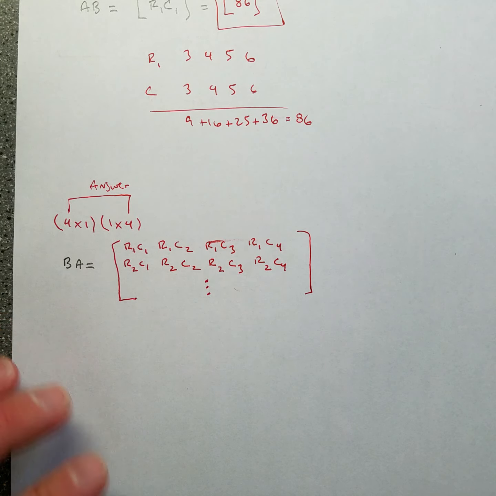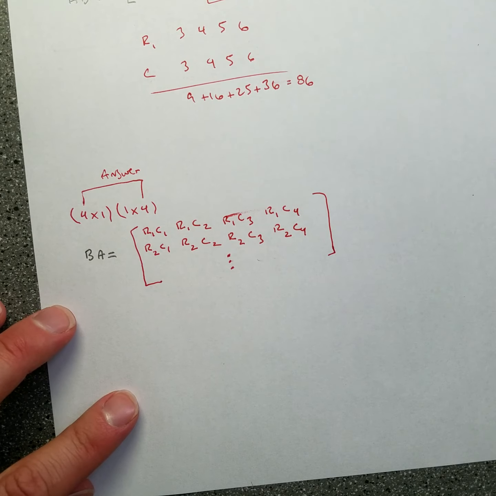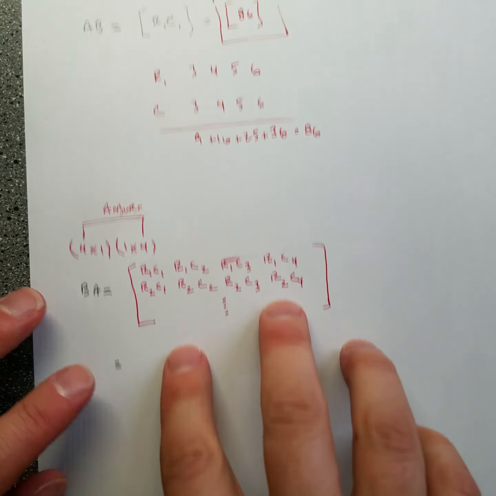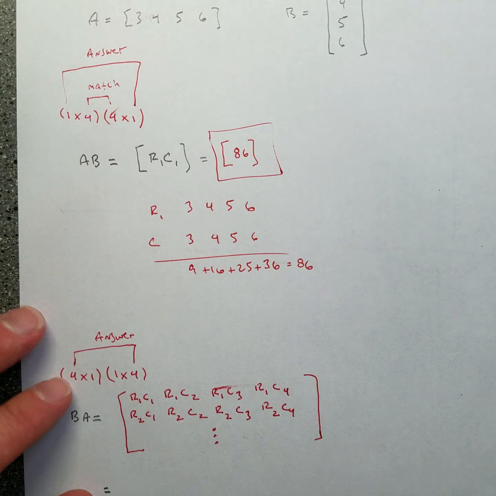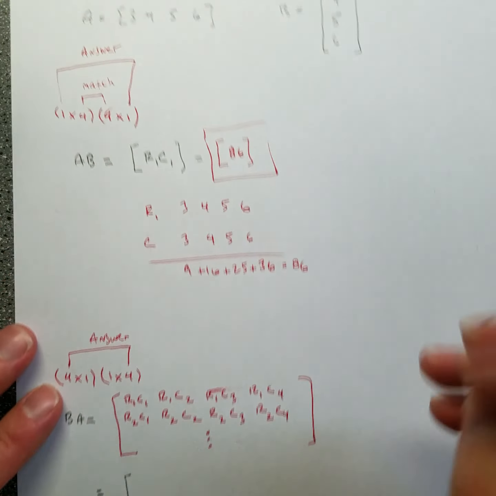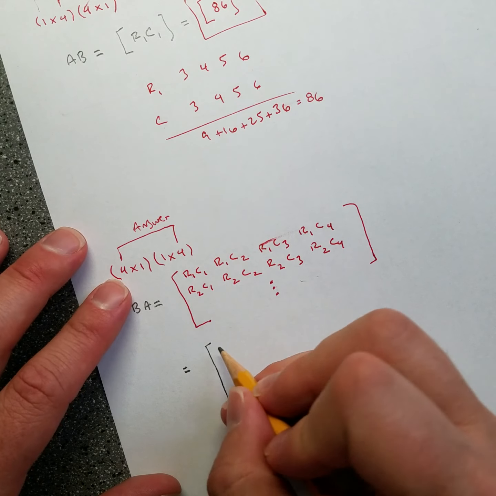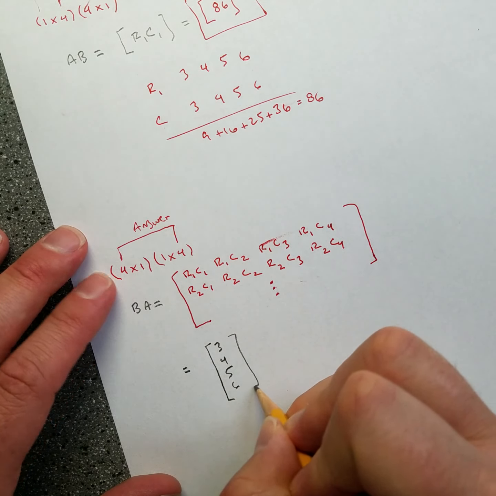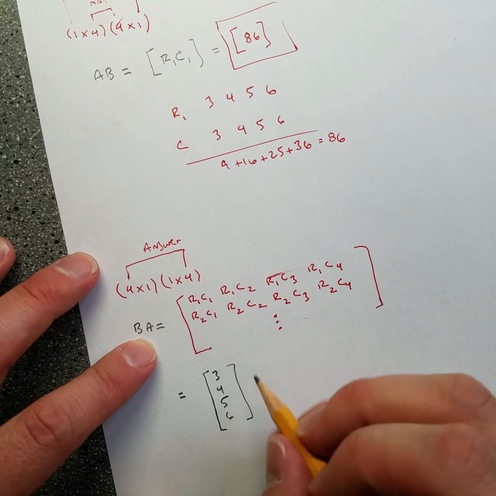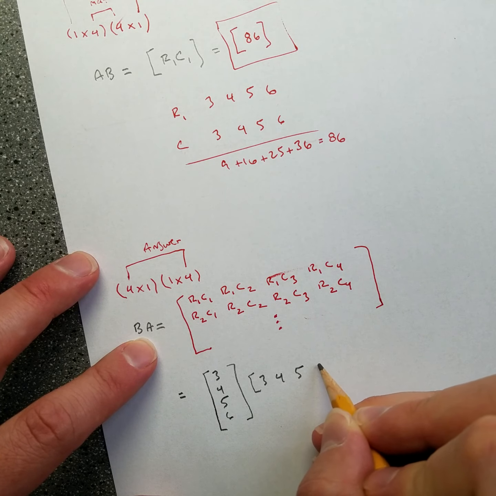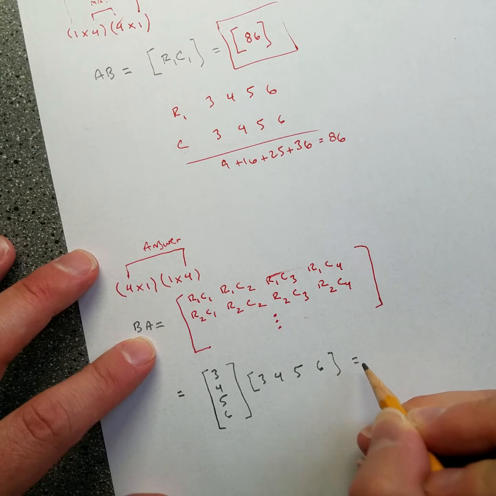Okay? Now let's have a look at this. I've got my instructions. One thing I didn't do was I didn't write them together. So let's see. I'm going to take B. Here's B. 3, 4, 5, 6. Times A. 3, 4, 5, 6.